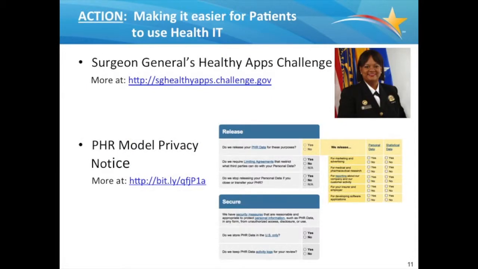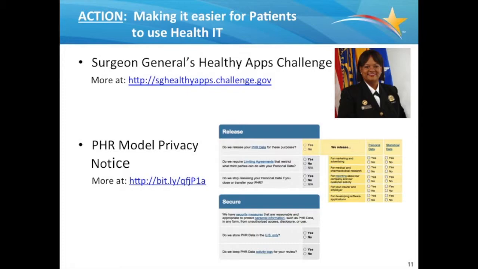The Surgeon General has really been big, Regina Benjamin, on this idea of healthy apps. And so if you haven't looked at some of these things that I addressed earlier at challenge.gov, you may want to look at some of her things.